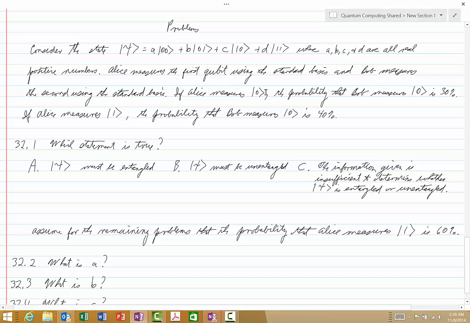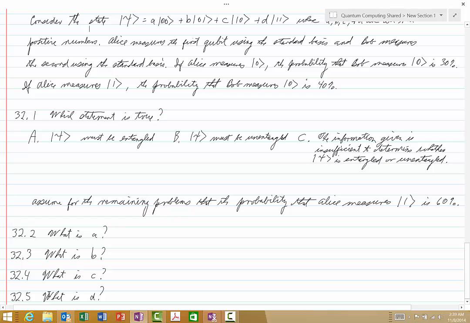If Alice measures 0, the probability that Bob measures 0 is 30%. If Alice measures 1, the probability that Bob measures 0 is 40%. So the first question is, which statement is true? A, C must be entangled. B, C must be unentangled. Or C, the information given is insufficient to determine whether C is entangled or unentangled. So decide which one of those three statements is true.